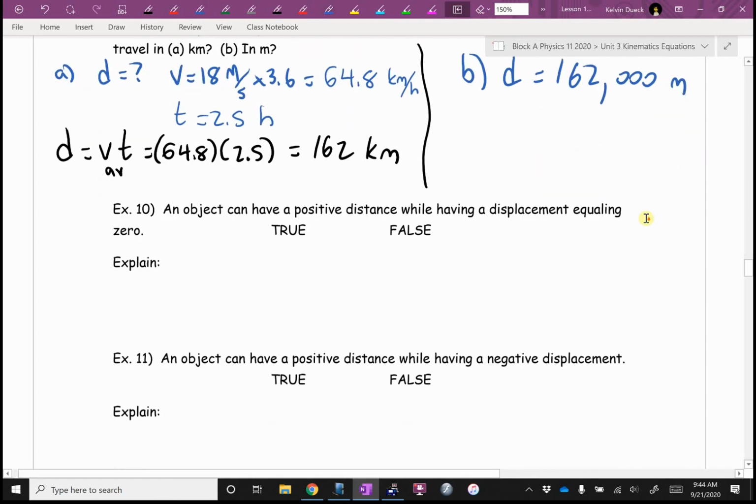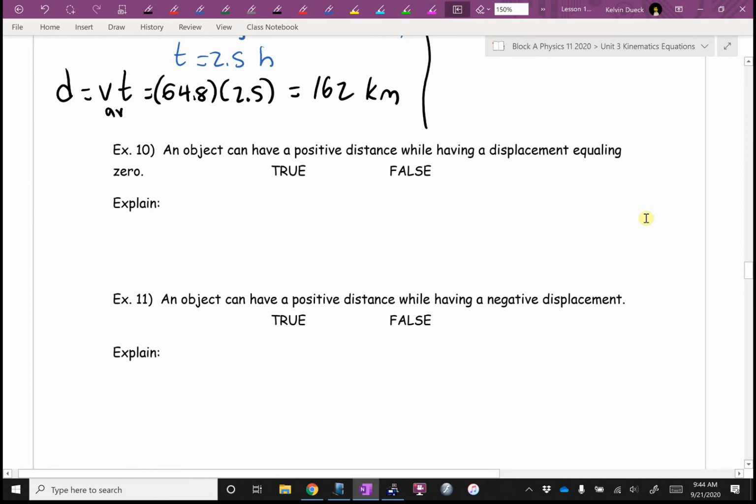Example 10. True or false? An object can have a positive distance while having a displacement equaling 0. You know what? We're going to vote. How high you hold your hand up is how sure you are of the answer. I'm positive. I'm pretty sure. I'm only voting because Mr. Dewick will make fun of me if I don't vote, and Mr. Dewick will make fun of you if you don't vote. So here's the question: an object can have a positive distance while having a displacement equaling 0. True or false? Think for a few seconds.